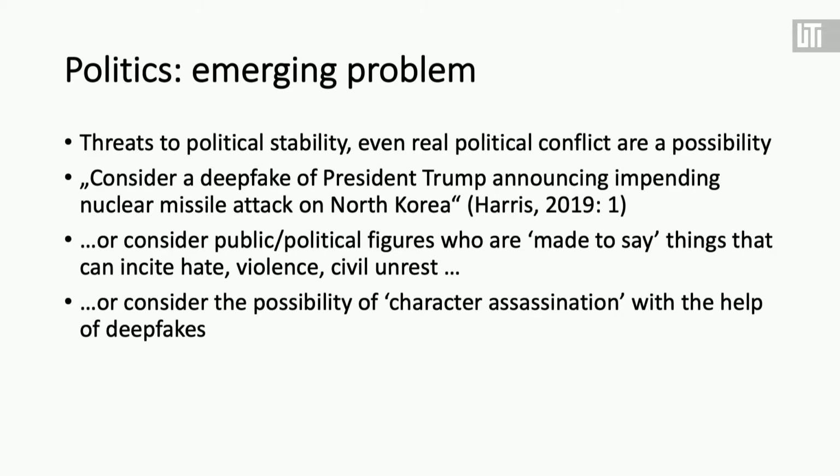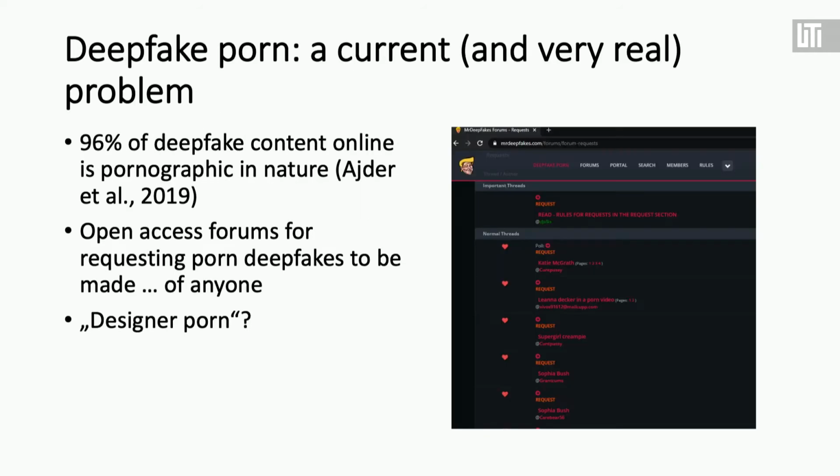Now, you can also consider these aspects of character assassination with the help of deepfakes, or making people say things that they have never said. So these are both related to the aspects of a persona and how you can discredit the person by, let's say, disseminating manipulated content about them. But deepfake pornography or deepfake image-based abuse is the current and a very real problem.